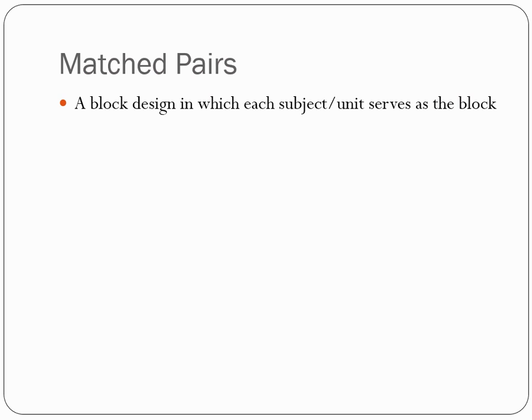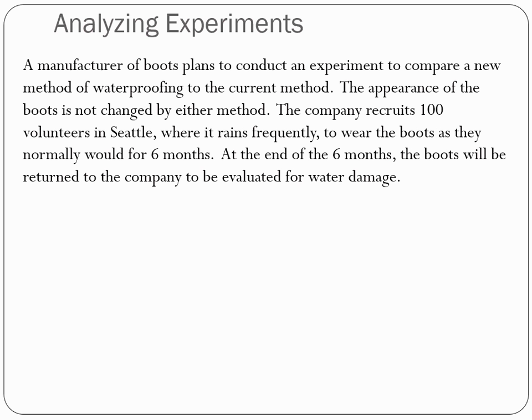Another type of blocked design is called matched pairs, where each subject or each person serves as the block. An example where this could be played out: we've got a boot manufacturer that wants to conduct an experiment to compare a new method of waterproofing with the current one. They don't change the appearance of the boots, and the company recruits 100 volunteers in Seattle. This is a measure of control right here. Everybody's in the same place with about the same day-to-day experience if they live in the same city, right? And also it rains a lot, which is good because they're trying to check waterproofing.